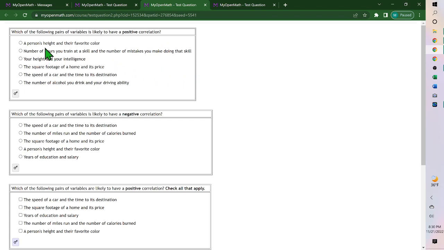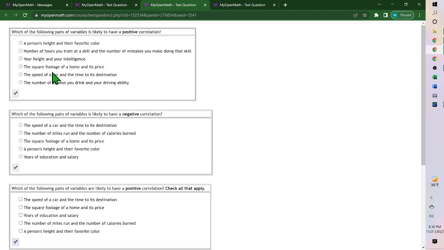A person's height and their favorite color. Those would have nothing to do with each other. As you get taller, your favorite color's not going to change. Number of hours you train at a skill and the number of mistakes you are doing. So the more you train, the fewer mistakes. That would be negative, not positive. Your height and your intelligence. The taller you are doesn't increase your intelligence.